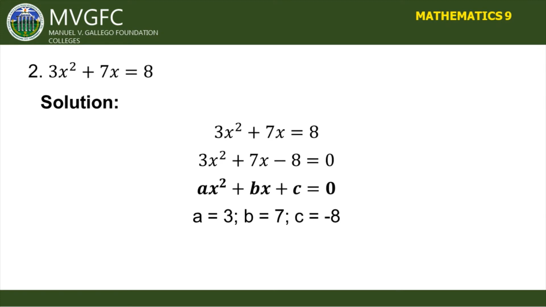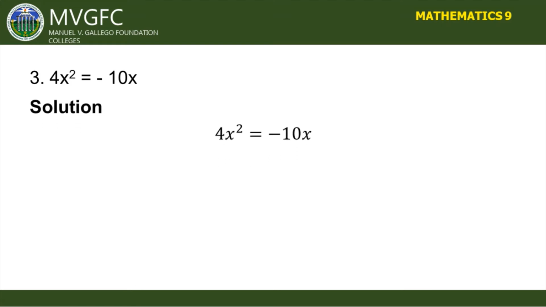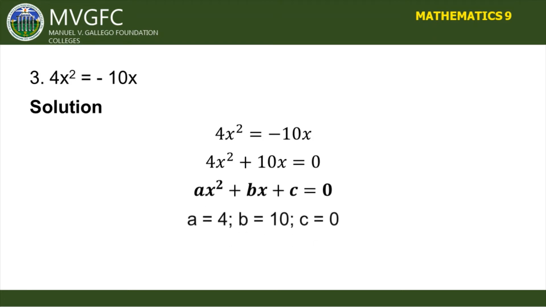For number 3, we have 4x squared is equal to negative 10x. We know that some cases have incomplete terms, but it's still a quadratic equation as long as the highest exponent is 2. So for our solution, I transpose negative 10x to the left side of the equation. So it became 4x squared plus 10x is equal to 0. Now we can say that the value of a is simply equal to 4, the value of b is equal to 10. Since this is incomplete, the value of c now is simply equal to 0.